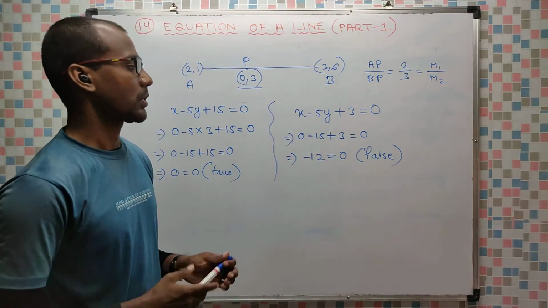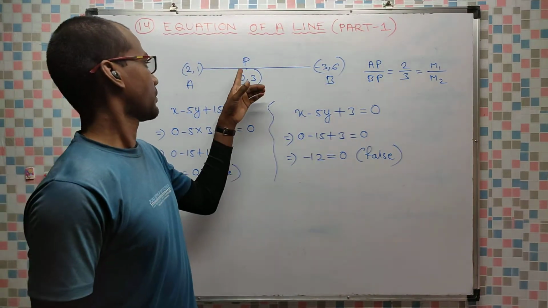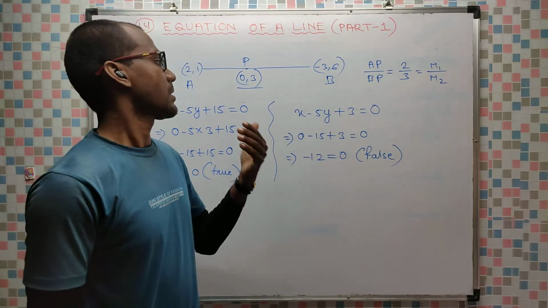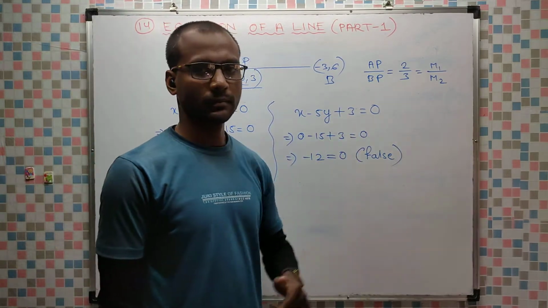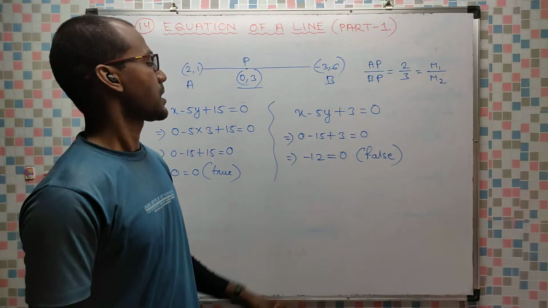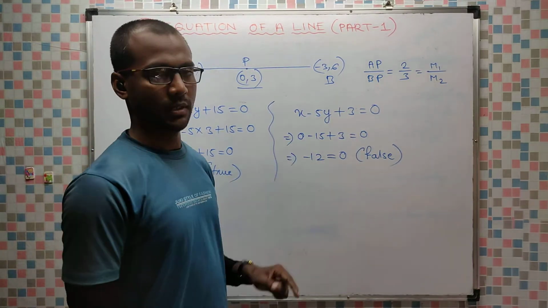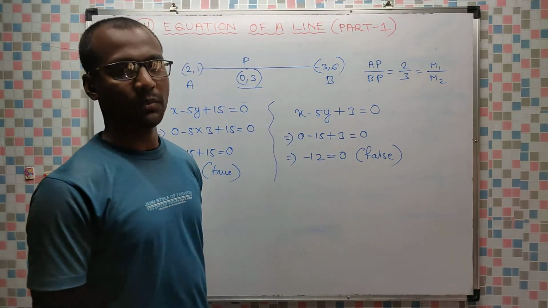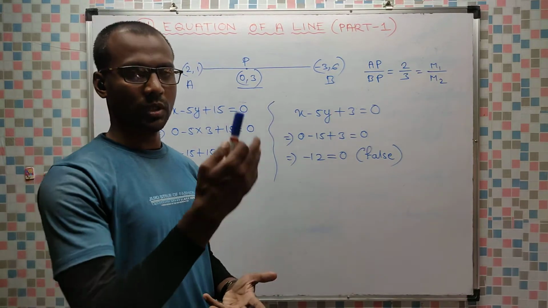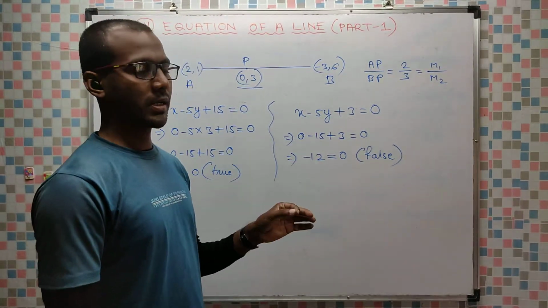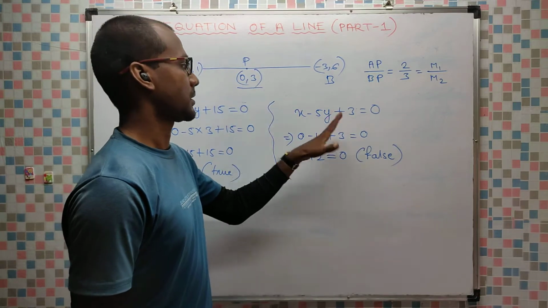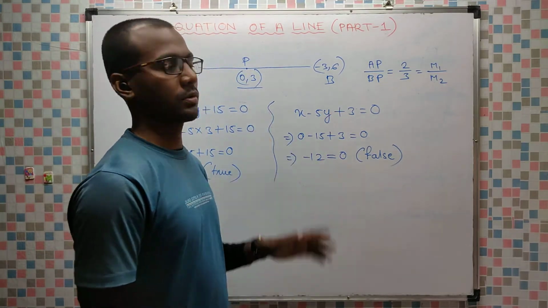So from this we see that the point whose coordinates are (0, 3) doesn't satisfy this equation. So definitely the line represented by this equation is not passing through the point P. It may be passing through some other points, I don't know, but I am sure that the point P doesn't lie on the line, or the line doesn't pass through the point P.